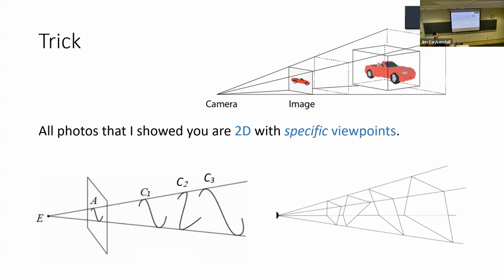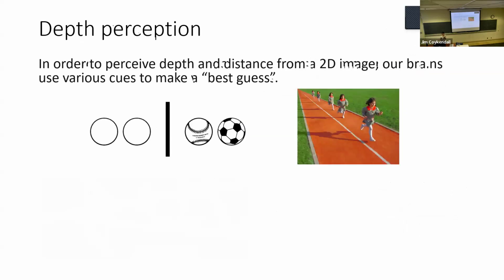Okay, now how do we distinguish a curve C1 from C2 with our eyes? It is about depth perception. In order to perceive depth and distance from a 2D image, we use different clues to make a guess. For example, when you look at this, you think maybe they are just pink circles. But when you look at the circles on the right-hand side, they are spheres. You feel that it has a shape. That is your guess.